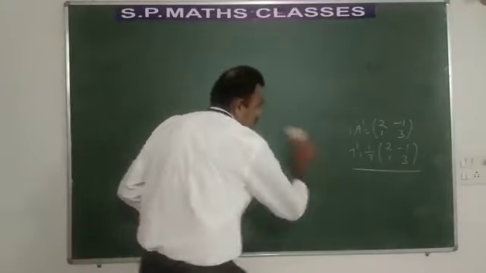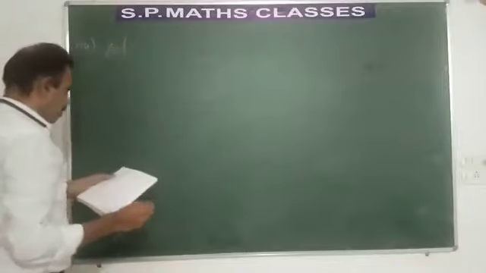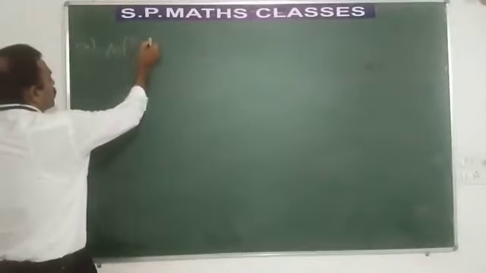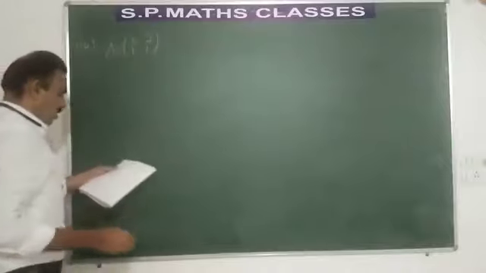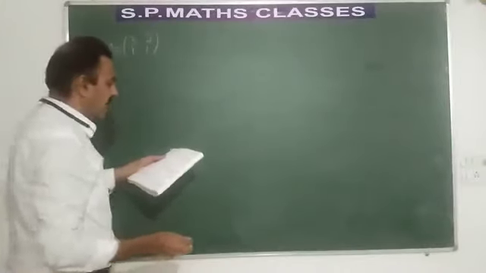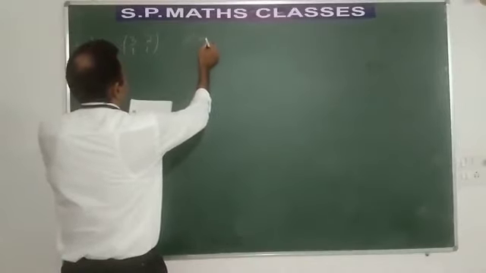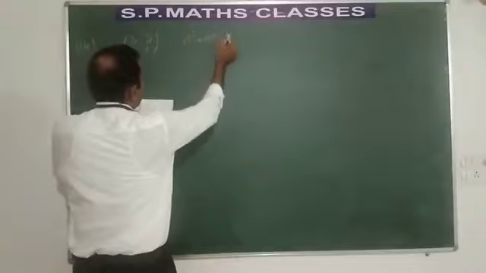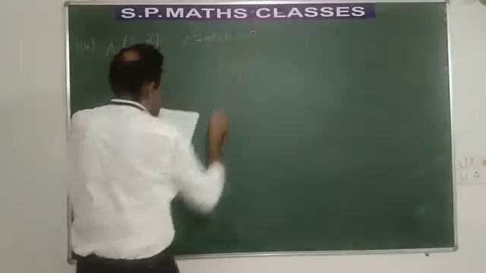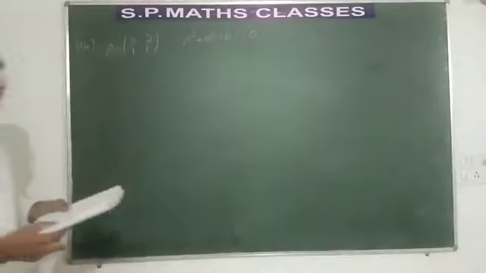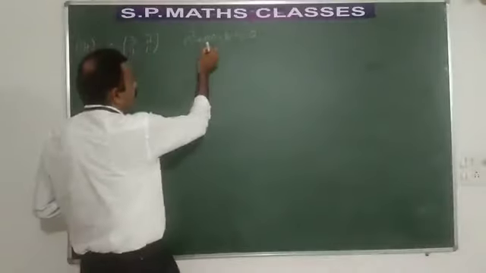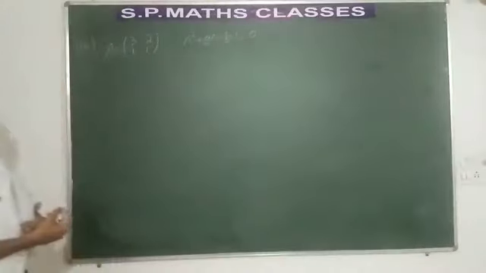Let us take up the next one, the 14th problem. For the matrix A, what is the matrix given? Matrix A is 3, 2, 1, 1. You have been asked to find the numbers a and b such that A square plus a into A plus b into I is equal to the null matrix. Here you have to find the unknowns a and b.